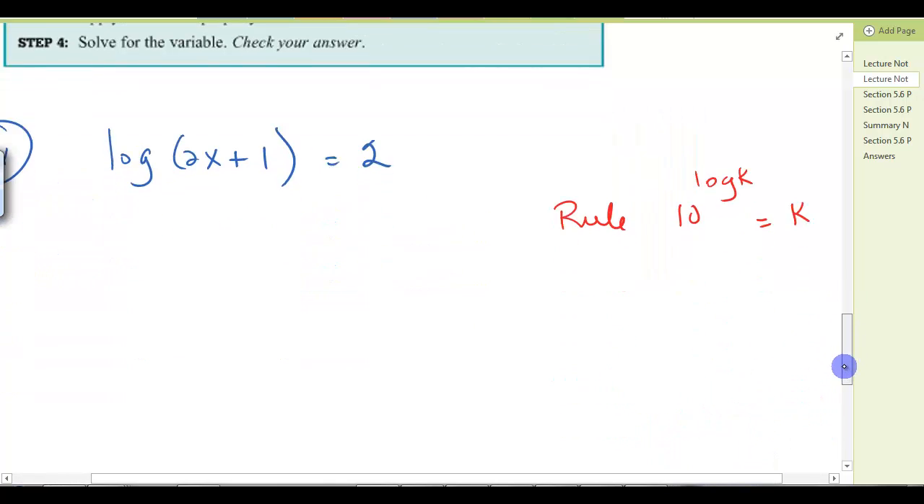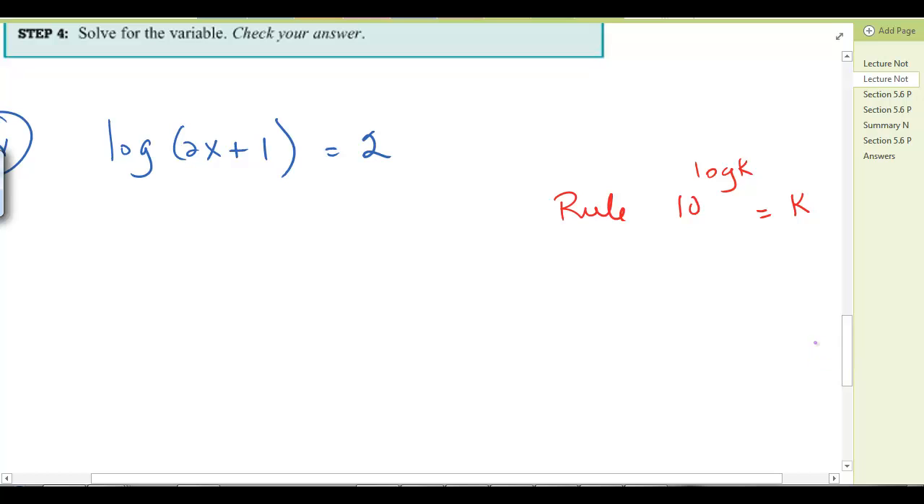Let's try this one. So if we have log of 2x plus 1 equals 2. The rule says 10 to the log k equals k. All right, so what we're going to do, we're going to say, okay, 10 raised to this equals 10 raised to this. So we've exponentiated both sides. Now, this rule, if we look here, what are we left with? We're just left with the k, which is this part here.